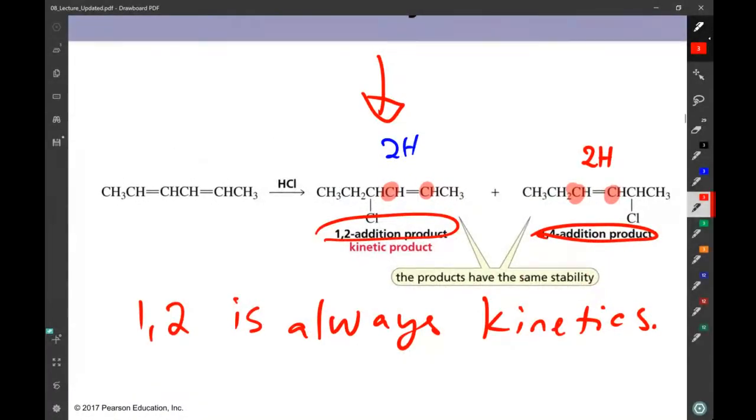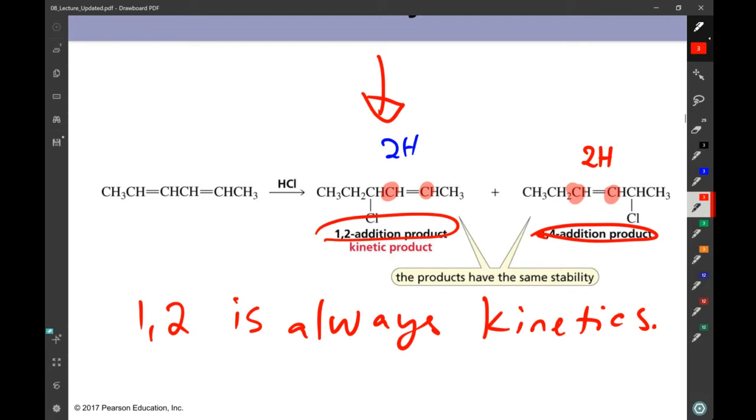So if we want to summarize what we've done so far, the 1,2 is always a kinetic product. The thermodynamic product is related to stability. The more stable product is always the thermodynamic product. Kinetic products are favored under low temperatures, whereas thermodynamic products are favored under high temperature. The kinetic product always proceeds with irreversible reactions, whereas the thermodynamic product is favored with reversible reactions.